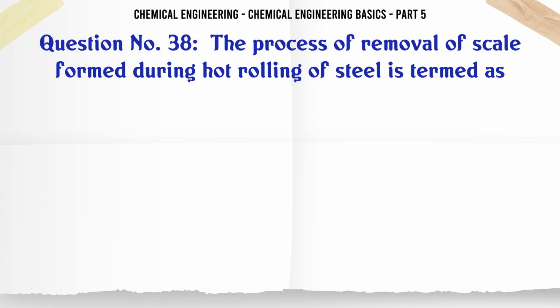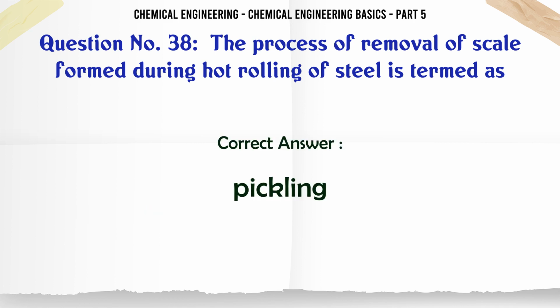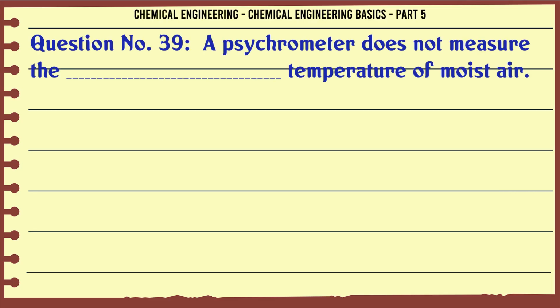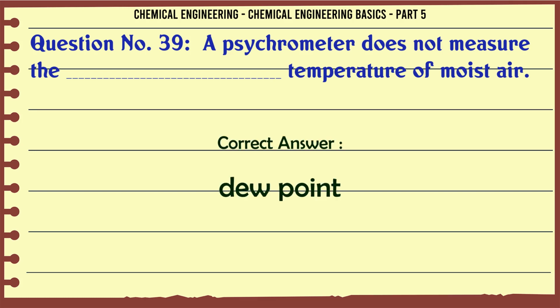The process of removal of scale formed during hot rolling of steel is termed as A. descaling, B. short blasting, C. pickling, D. skimming. The correct answer is pickling. A psychrometer does not measure the blank temperature of moist air. A. dew point, B. dry bulb, C. wet bulb, D. none of these. The correct answer is dew point.